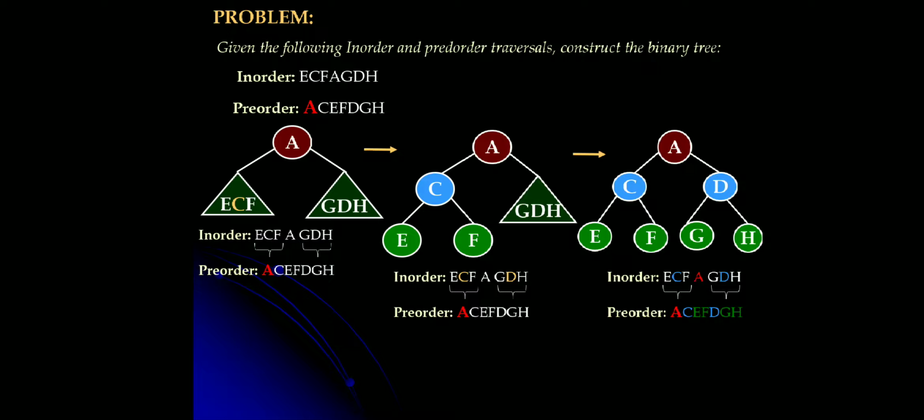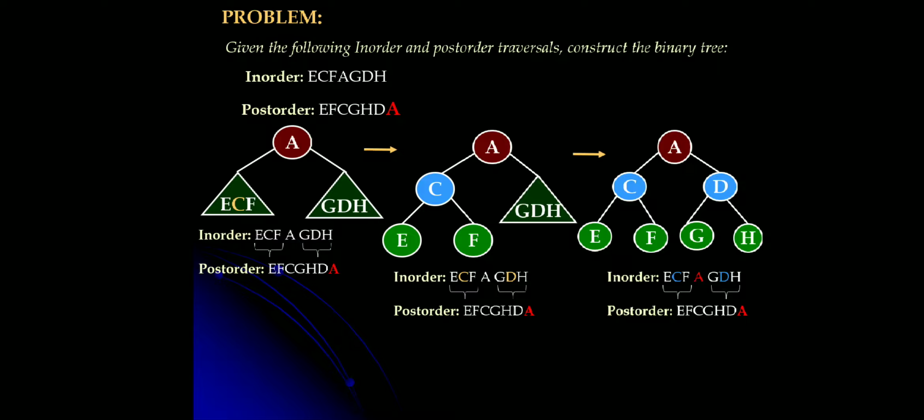Okay. Similarly, we shall see another example where in-order and post-order traversals are given and you have to construct the binary tree. So this is the in-order and post-order traversal given, and you know that from the post-order traversal you can easily identify the root of the tree. It is the last node in the post-order traversal. Here it is A. So once the root node is identified, mark it in the in-order traversal and construct the partial binary tree. So A is the root.